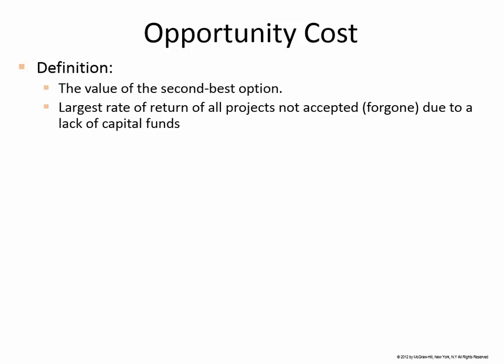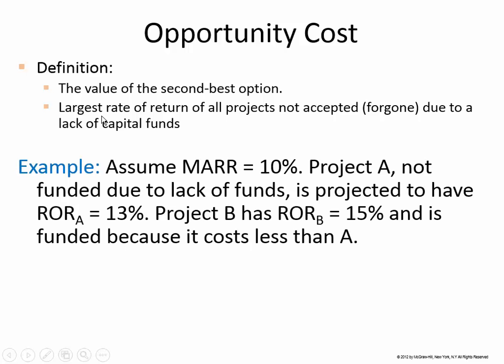One definition for the opportunity cost is the value of the second best option. It's the thing that you can't invest in because you already spent your money on something else. Another way of looking at it is for all of the projects that you didn't do because you didn't have enough money, it's the largest rate of return for that list of projects that you couldn't do. So that's the opportunity cost.